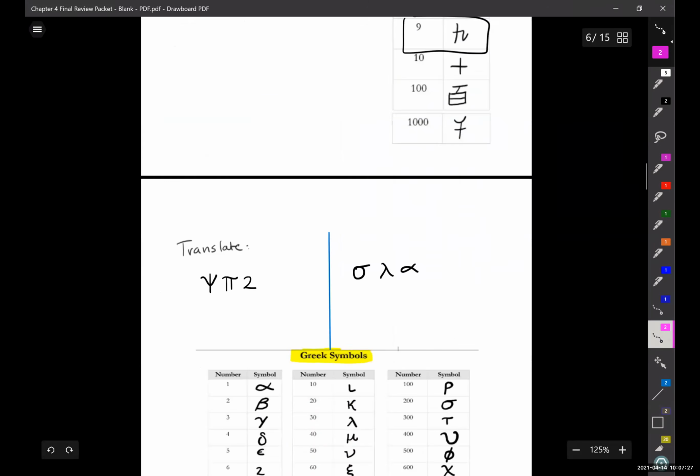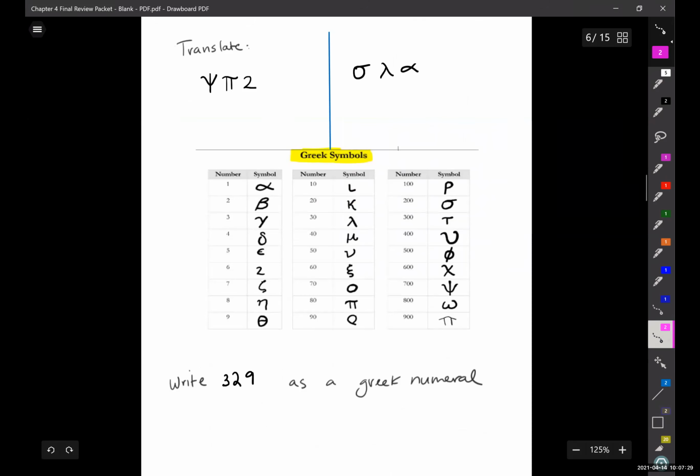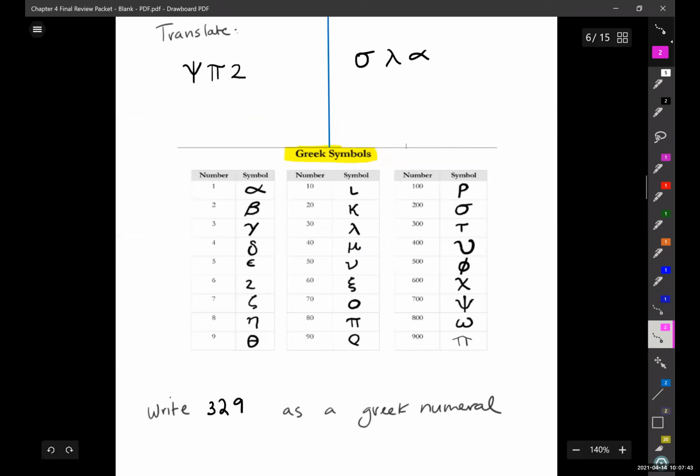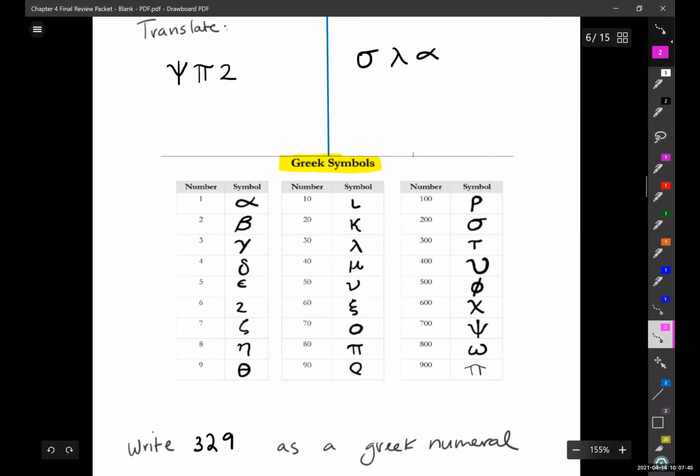So next up is Greek symbols. Now, Greek symbols are very similar to Egyptian in that they're just what you see is what it is, written from largest to smallest. So you just have to carefully translate what each symbol means and add them all together. So I'll zoom in here so we can see the table. If y'all would work on these 3 problems.